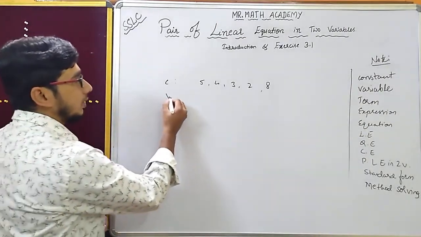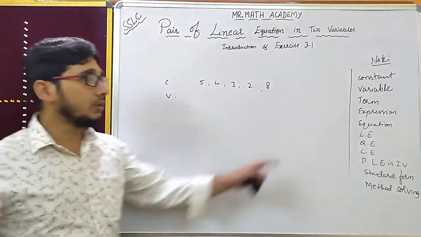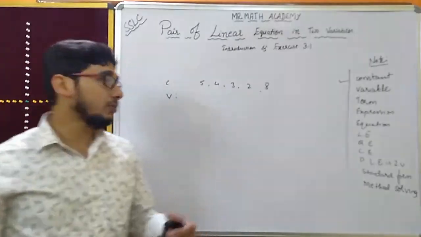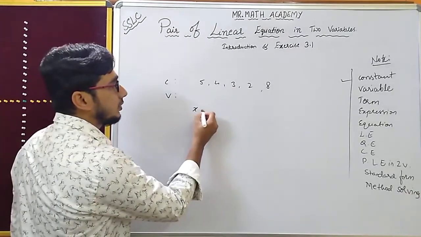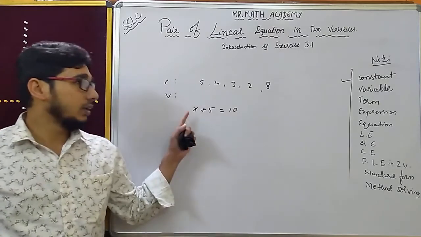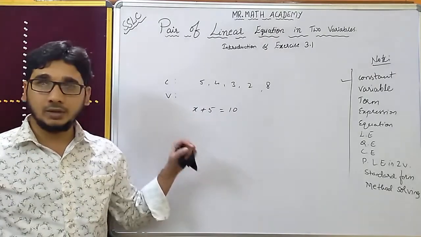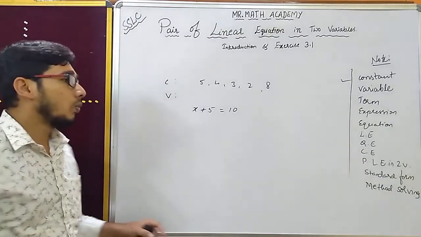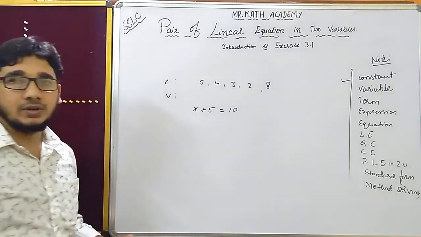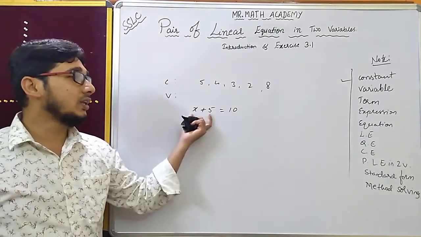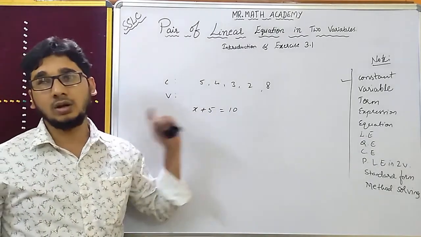So what is a variable now? Variable means whose value varies. For example, if I consider x plus 5 is equal to 10, here x is called a variable, 5 is a constant, 10 is also a constant. Why x is called a variable? Because we can apply values and add on the LHS so that we arrive at the RHS.